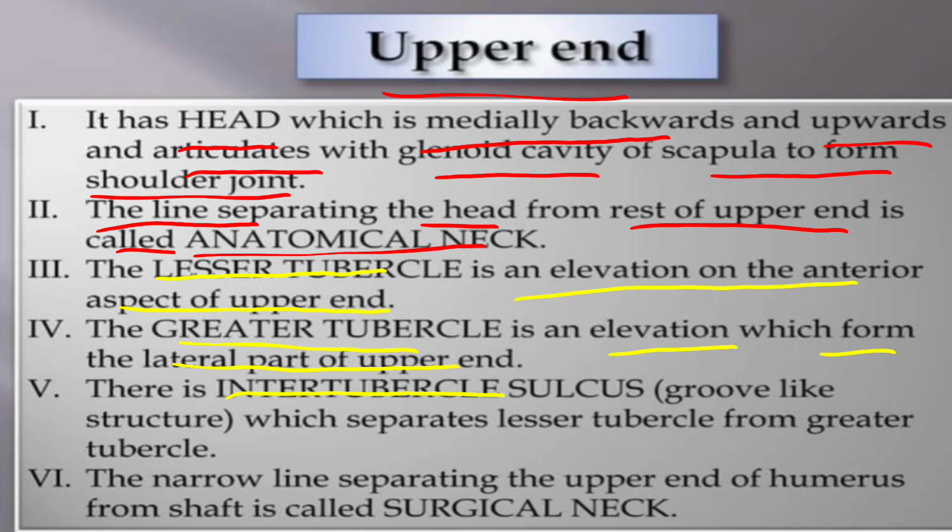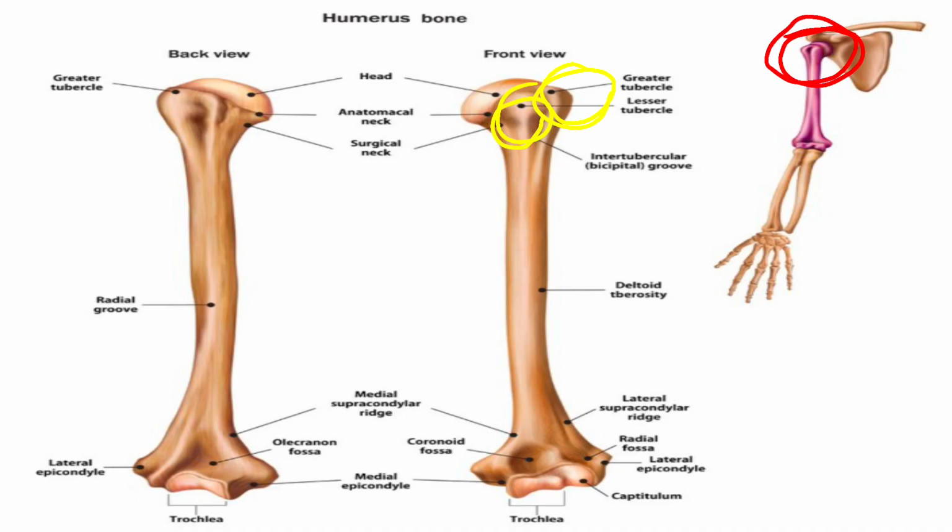The intertubercular sulcus, which is also called the bicipital groove, separates the lesser tubercle from the greater tubercle. See in this diagram, between the lesser tubercle and greater tubercle there is a sulcus called the intertubercular sulcus or bicipital groove.